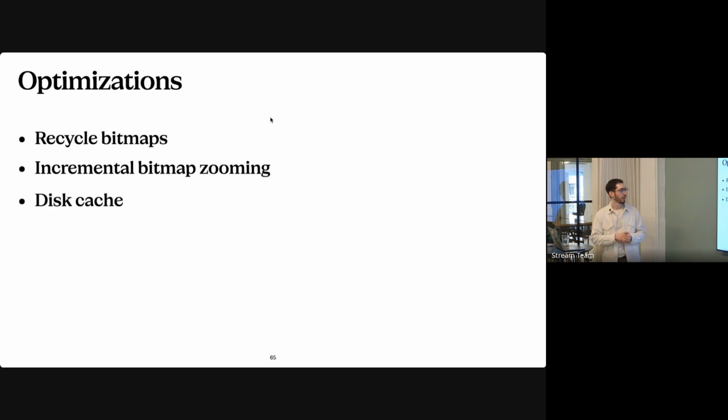Then we can also apply an optimization, which is caching the images we actually render. So instead of asking for them on the fly all the time, we can just cache them on disk, and that way we will use less CPU, and it's going to be faster actually for bigger zoom levels.